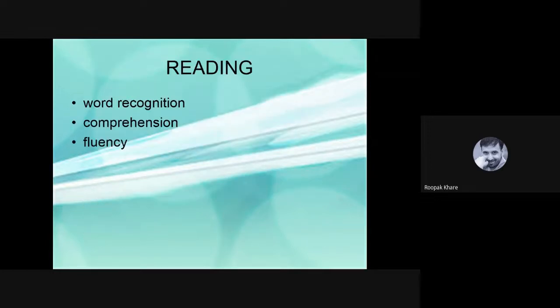Let us go to the next part of it, reading. Reading has three parts. One, word recognition. Only when you understand these words are you able to read. Two, comprehension, understanding it. And three, fluency, how fast, how without hurdles can you be reading it.